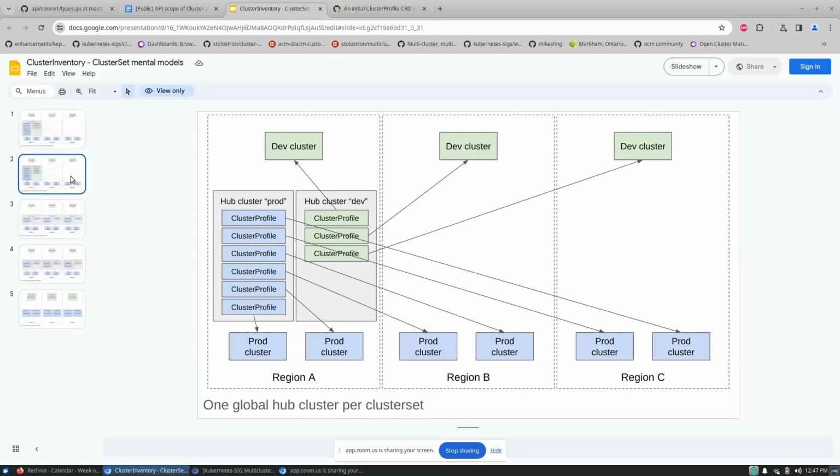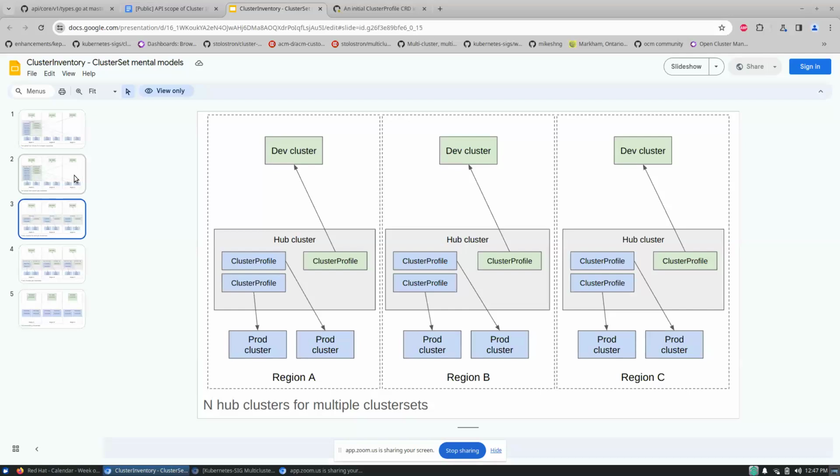Exactly. That's the thing. Again, my mental model is a single cluster inventory is a cluster set, and then we have namespaces. The most natural is what you described, right? Every cluster set is in that namespace. However, our CAP never defined all of that. That would make sense to me.